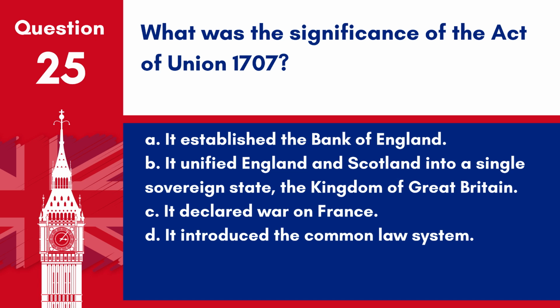A. It established the Bank of England. B. It unified England and Scotland into a single sovereign state, the Kingdom of Great Britain. C. It declared war on France. D. It introduced the common law system. Answer. B. It unified England and Scotland into a single sovereign state, the Kingdom of Great Britain. This act was pivotal in creating a unified British Parliament and marking the beginning of a united Great Britain.